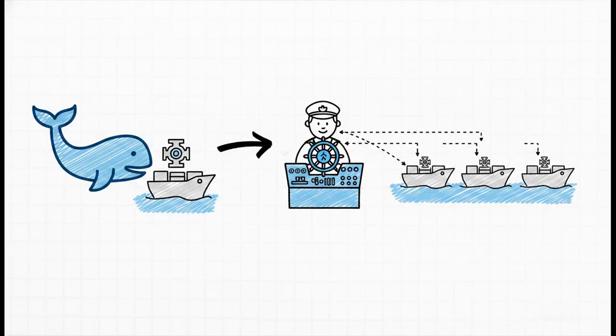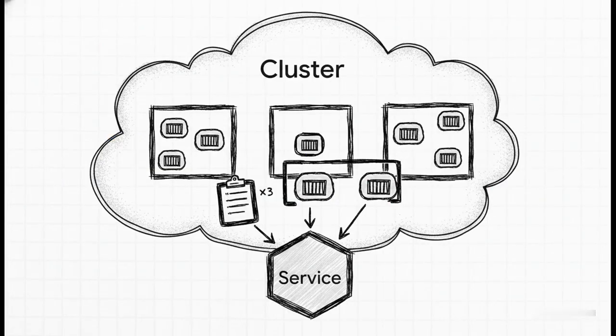So this is a super crucial point. Docker and Kubernetes aren't competitors, they're partners. They work together perfectly. Docker builds and runs the individual containers. You can think of it as the engine. Kubernetes then takes over to manage the entire fleet of those engines, making sure they all work together like a well-oiled machine.